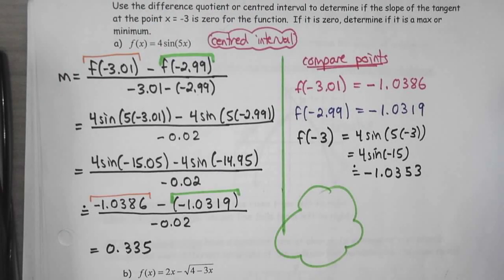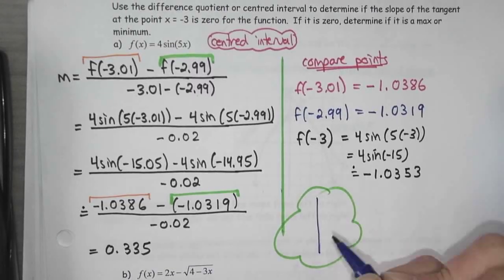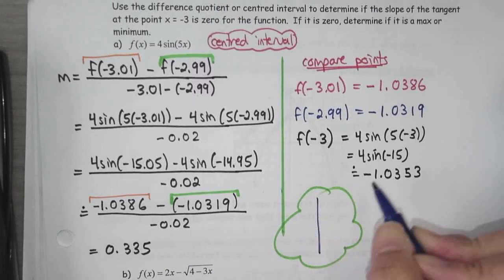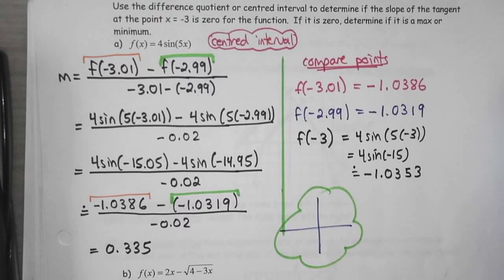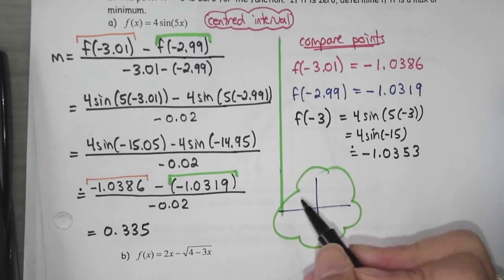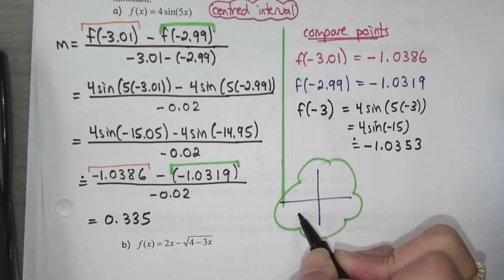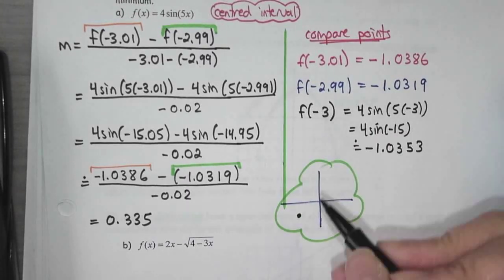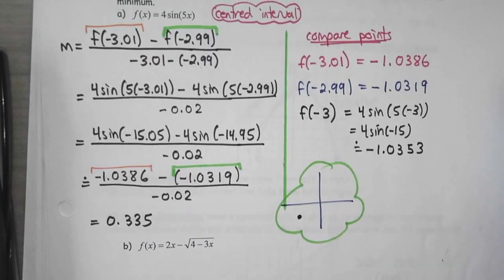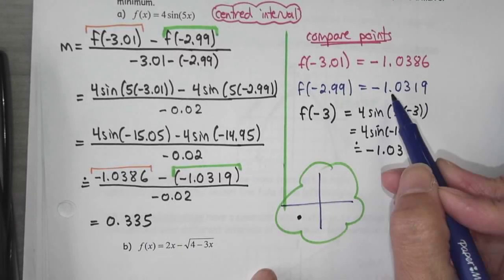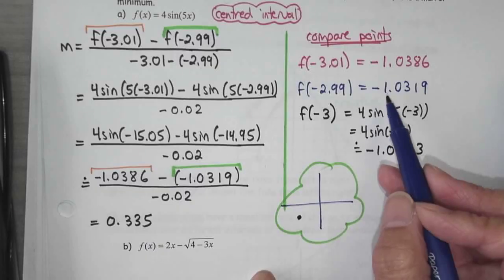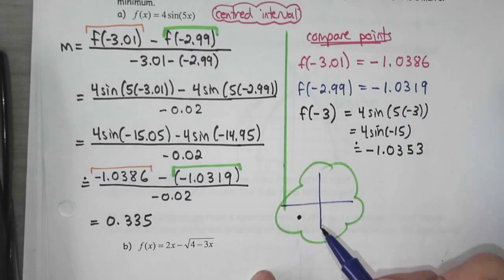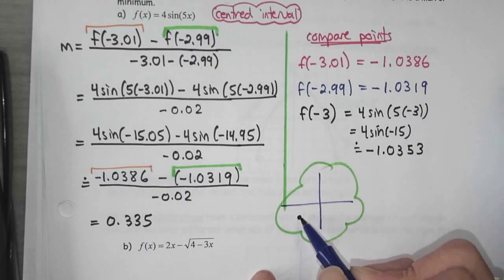So if I was graphing this, it's going to be just the 2 points. At negative 3, I have negative 1.0353, right? So I'll just put it there. So that's this point. Then my blue point here, that's negative 0.353, negative 0.319. Is that higher or lower than 0.353?